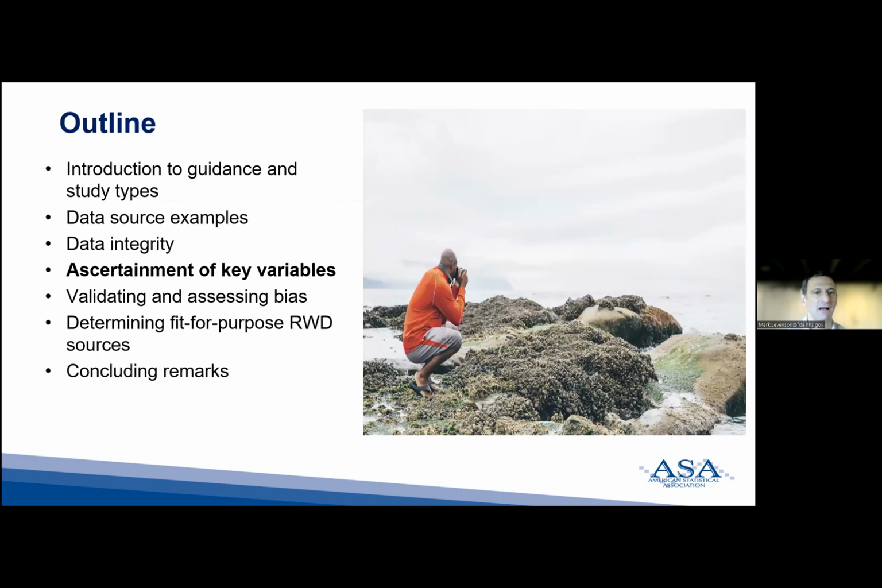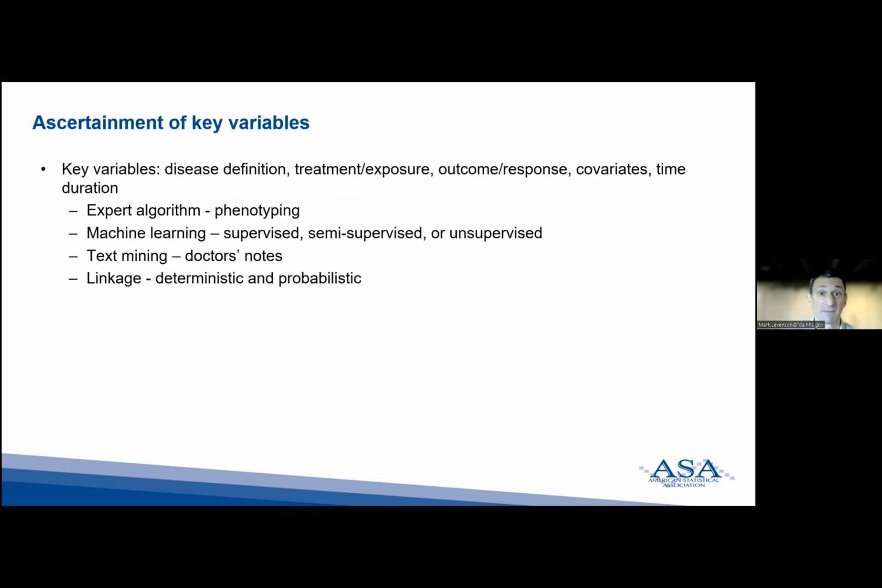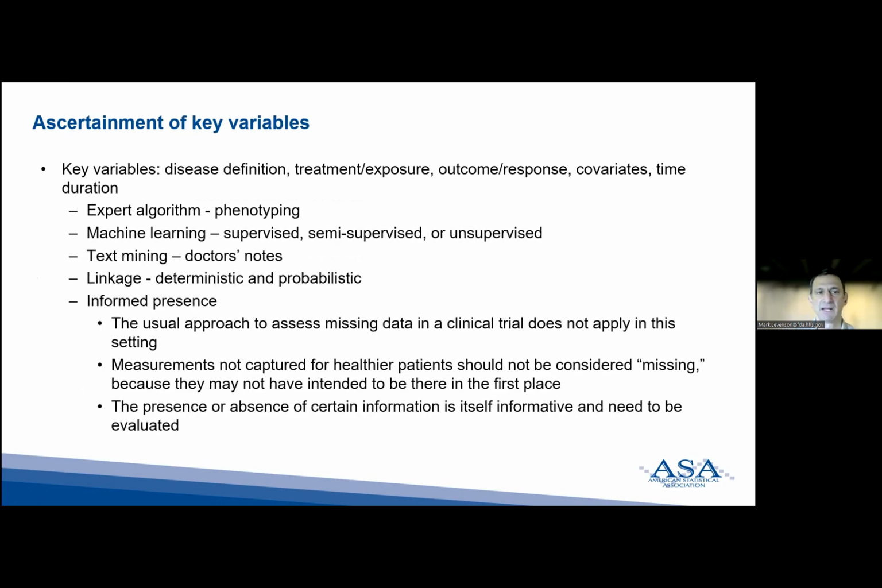So, ascertainment of key variables. The key variables are defining your population, basically your disease definition, treatment exposure, what drugs or therapies they're taking, outcomes, and covariates. Covariates might be used to create subgroups, or in a non-randomized study, might be used to control confounding. These are the key variables, and this gets back to the relevancy of your data. Does it contain these key variables? And how do you get these variables from your data set?